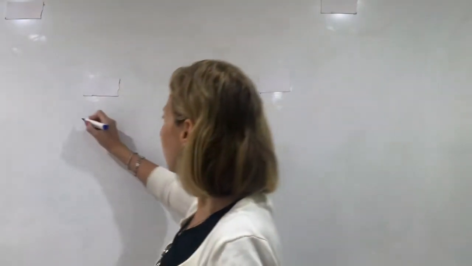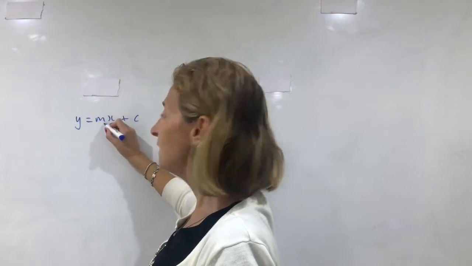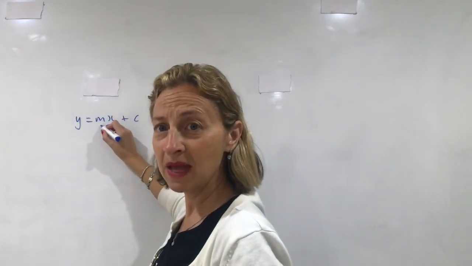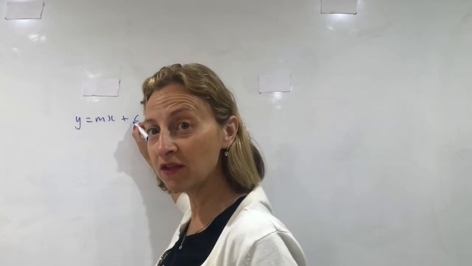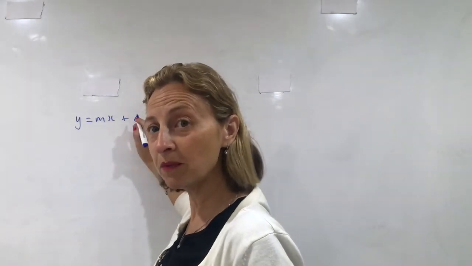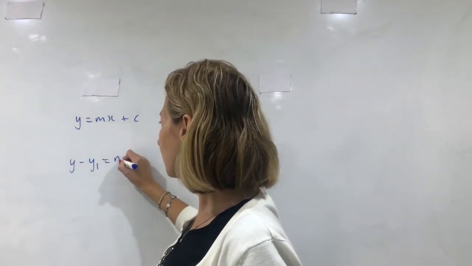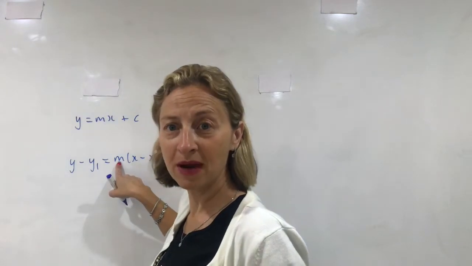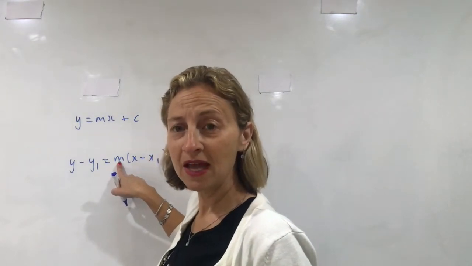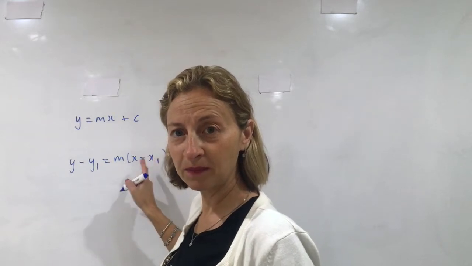If you use y equals mx plus c, you need to know the gradient, m, and you need to know the y-intercept, or you need to find the y-intercept. No problem. If you use y minus y1 equals m(x minus x1), you also need to have the gradient, or find the gradient, and you need to have a point that lies on the line, x1, y1.